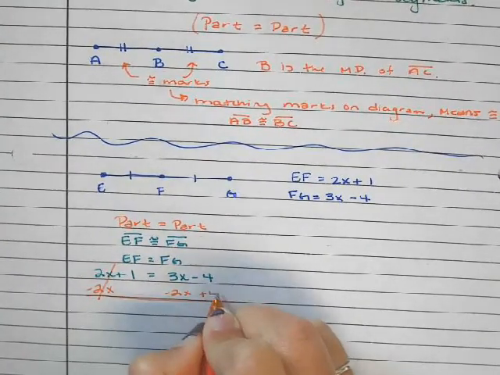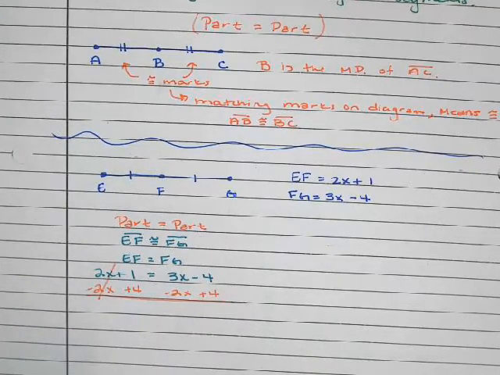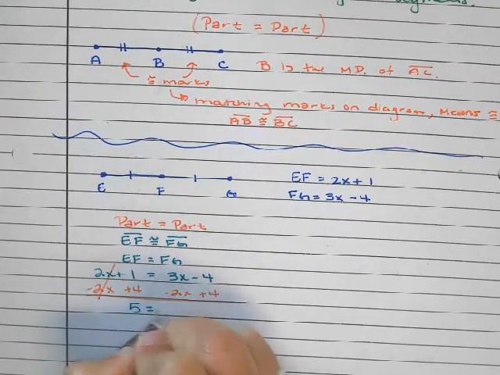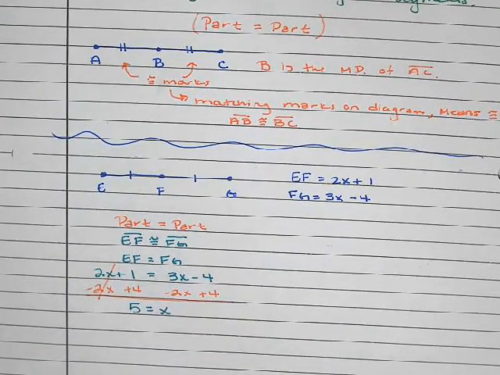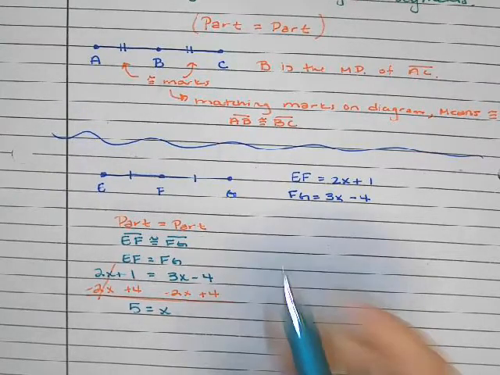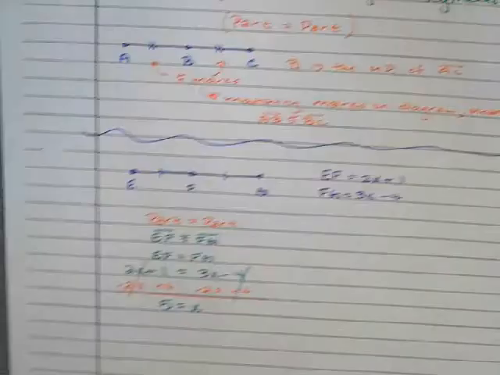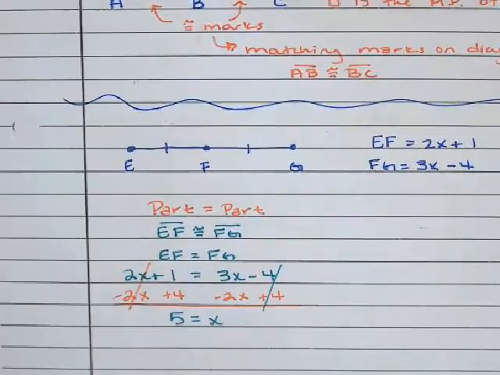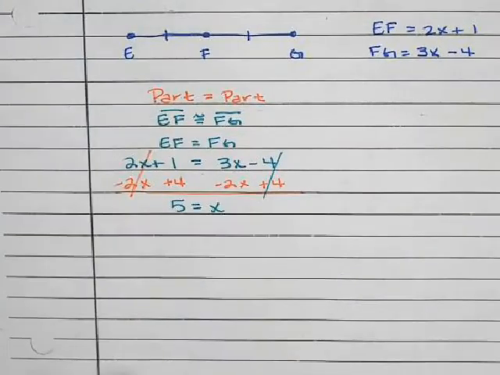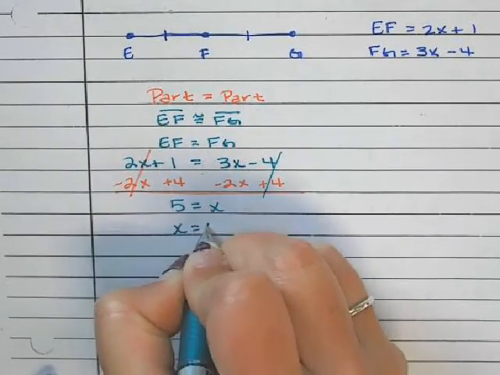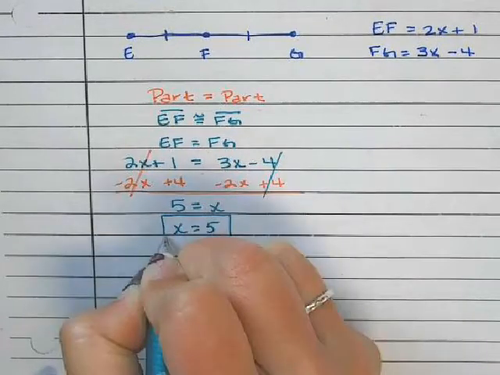Add 4 on both sides. And I'll get that x is 5. Those algebra skills, those look familiar? Okay. So we get that x is 5. Cool. I like to write it so the variable's on the left. So x is 5.